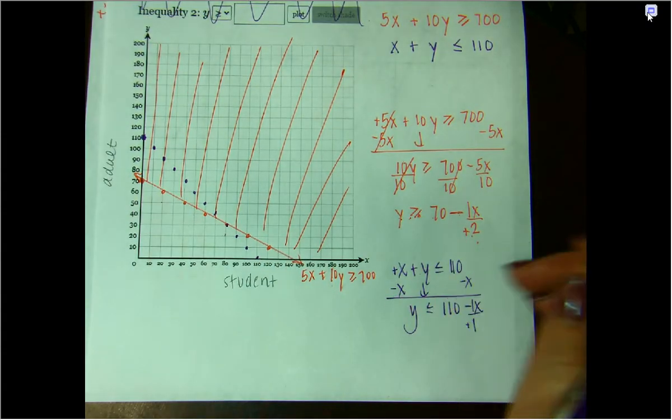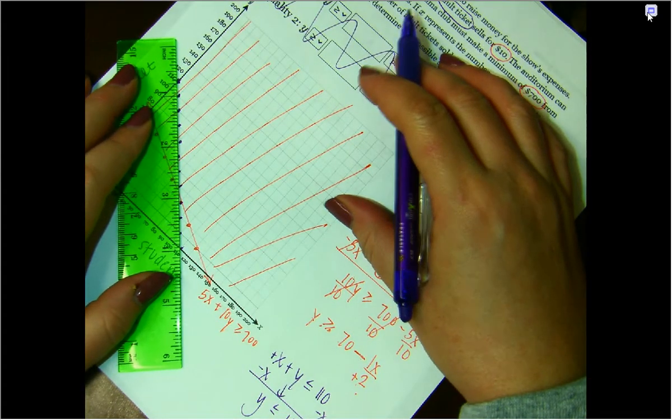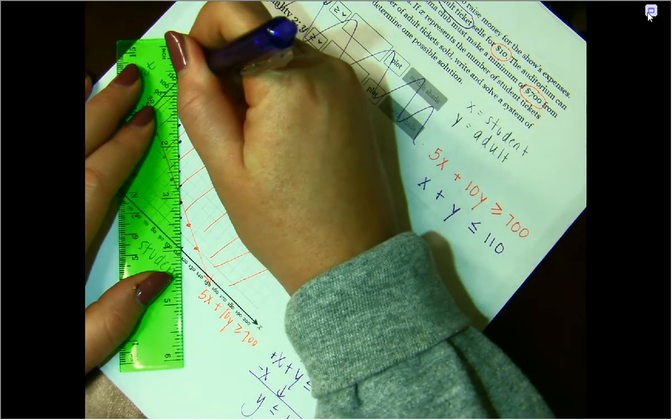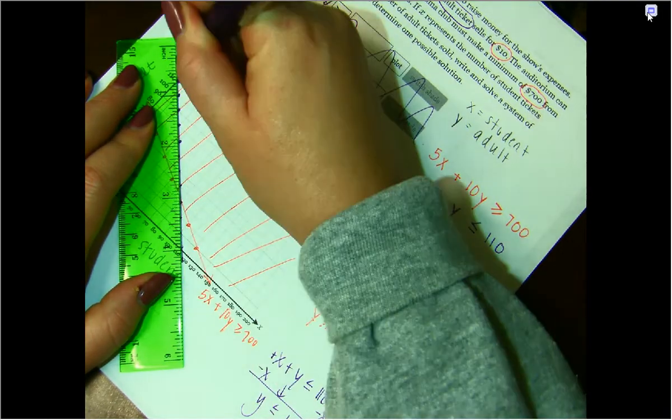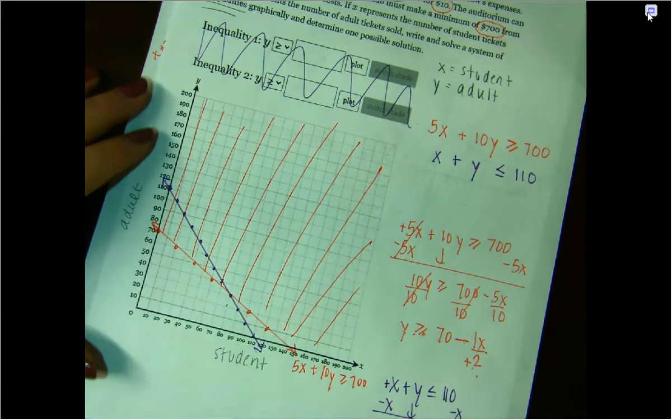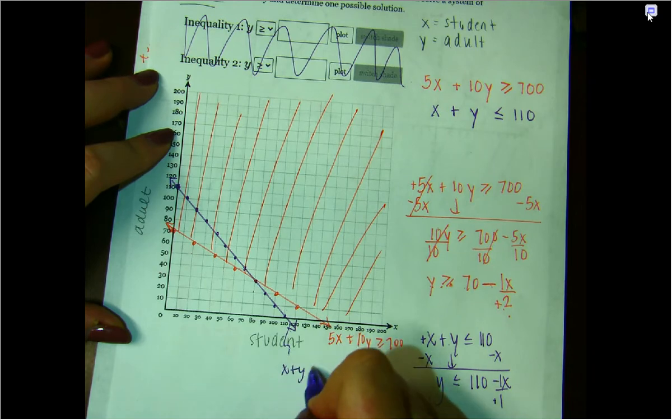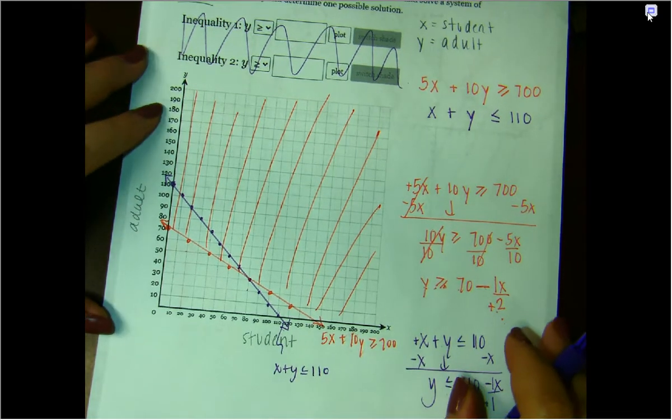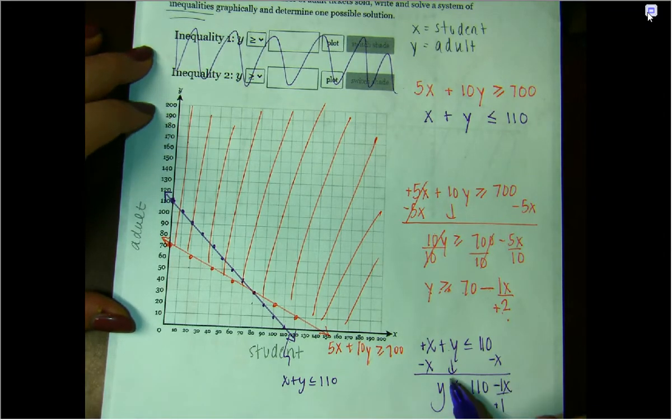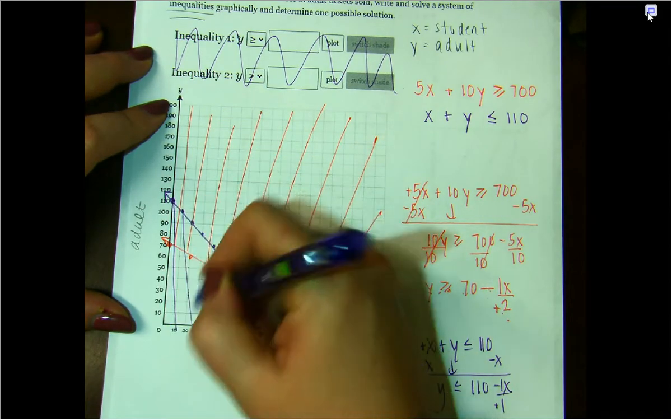Alrighty, I'm going to draw my line. And what type of line is this going to be? Well, this is also included because this is an equal to. So it's this thing right here. And I'm just going to name it. So I'm going to have x plus y less than or equal to 110. And now I have to shade. So it says y is less than 110. Less than means lower, so it's all this stuff down here.